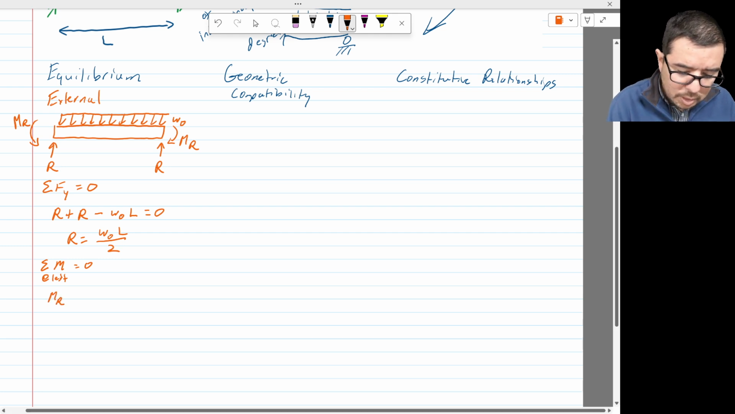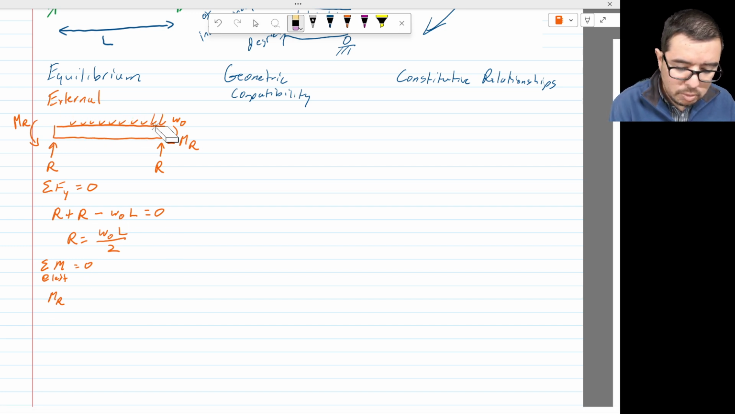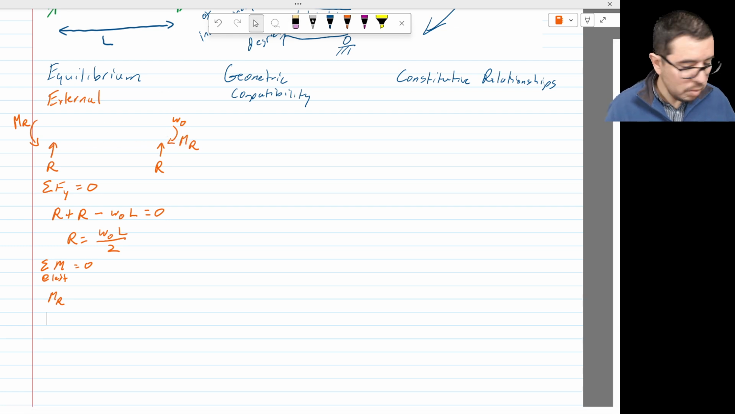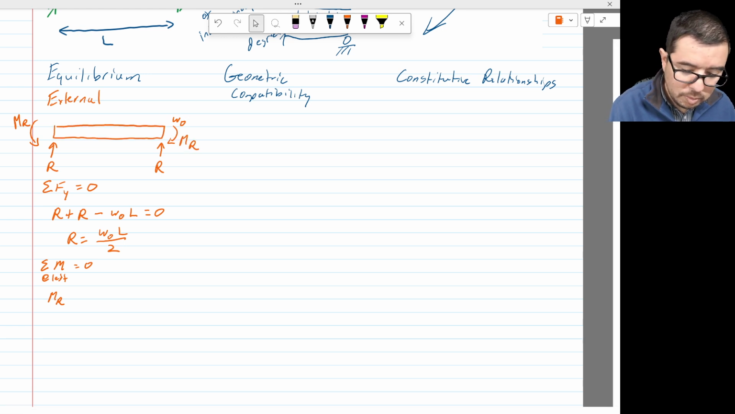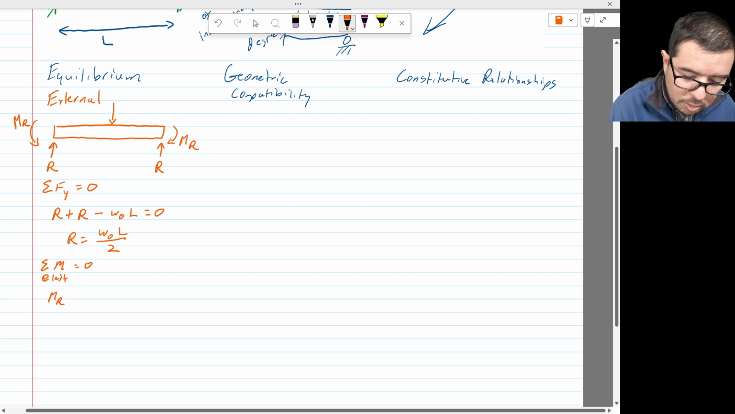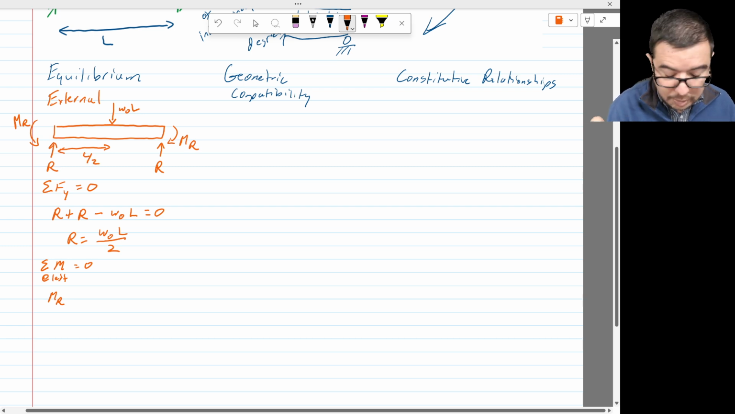The equivalent, and I kind of jumped over this, right? We can cross this whole thing out with an eraser and say that, at least when we're doing external equilibrium, we can write that this is an effective force acting at the middle, and it's acting L over 2 from the left side and L over 2 from the right side. It's acting in the middle, right?